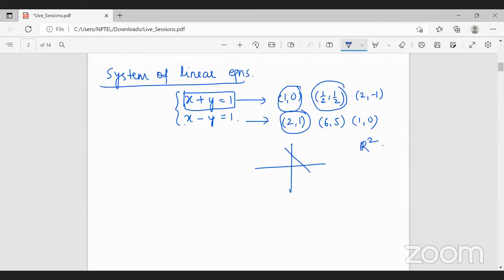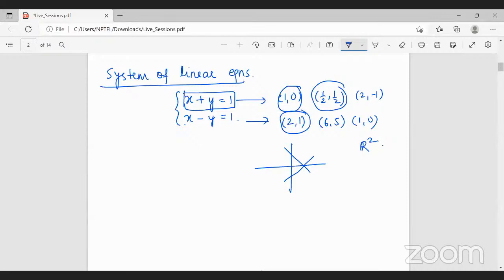So x minus y is equal to 1 will pass through 0, comma minus 1 and 1, comma 0. So it is going to be this line. So I have two lines. What are the possibilities? Can they intersect? And at how many different points can they intersect? If they intersect, it will only intersect at one point.